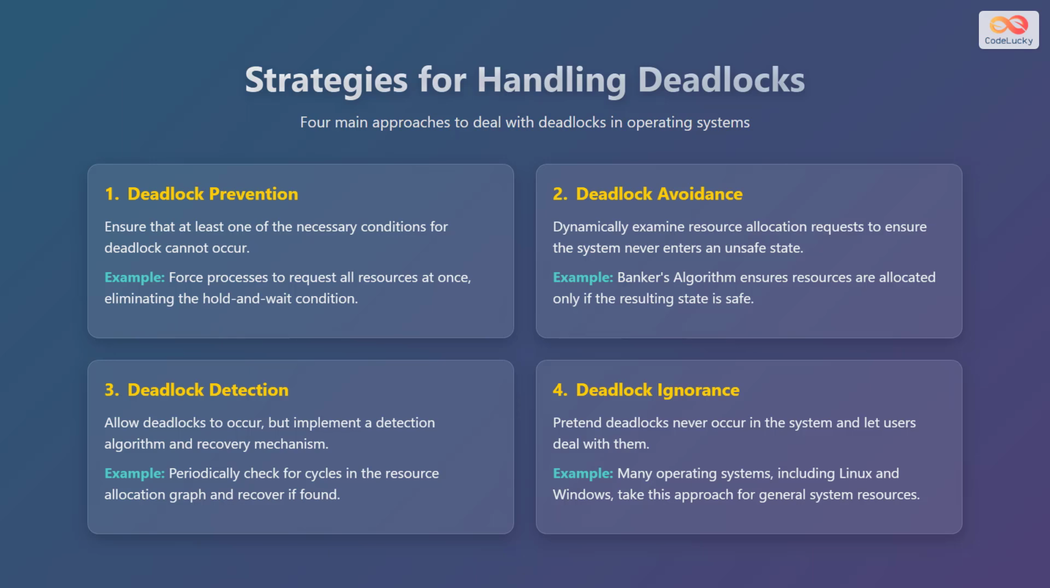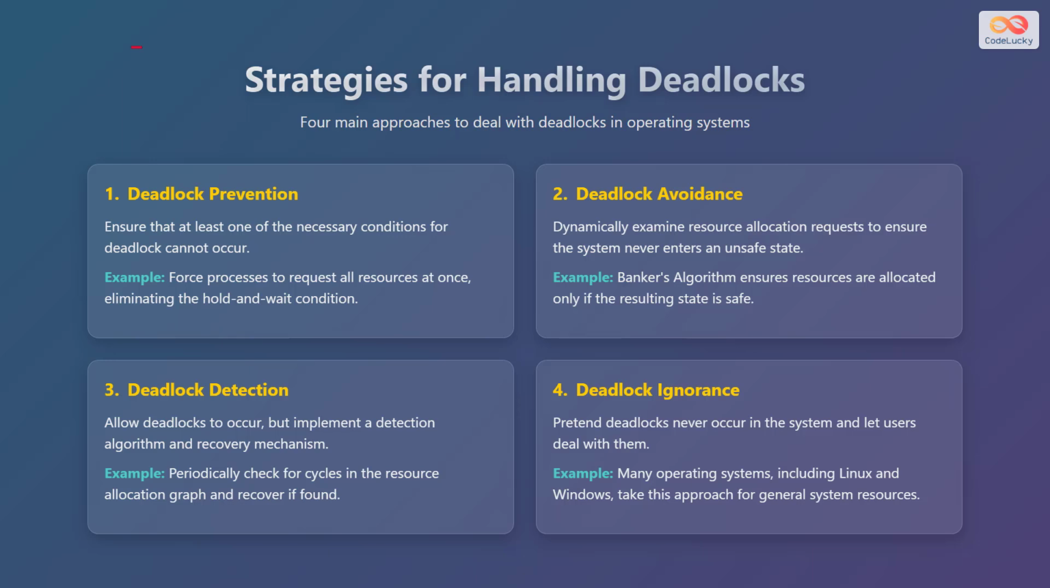Now let's discuss the strategies for handling deadlocks. There are 4 main approaches to deal with deadlocks in operating systems. Number 1. Deadlock prevention. Ensure that at least one of the necessary conditions for deadlock cannot occur. For example, force processes to request all resources at once, eliminating the hold and wait condition.